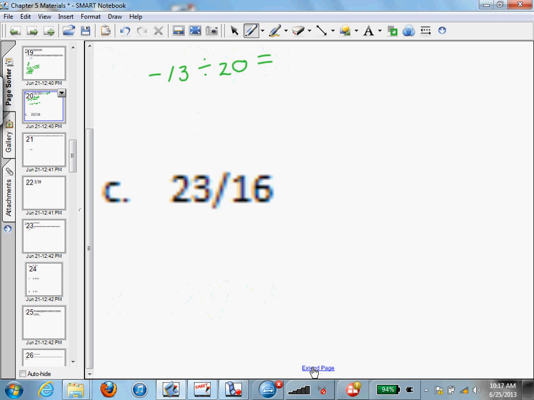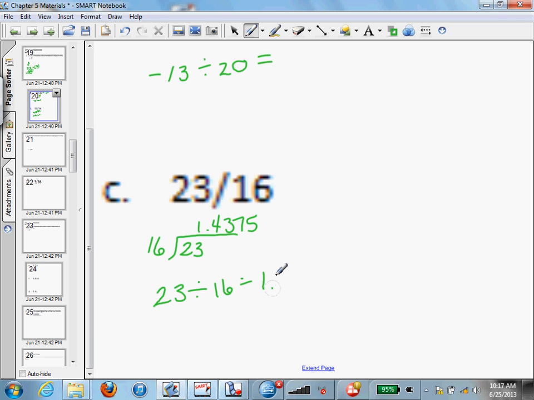And finally for part C, you can do the 23 divided by 16, and as you'll see here, instead of getting a 0 first, you're going to get a 1. And if you carry it all the way out using long division, you're going to get 1.4375. Or if you just type in your calculator 23 divided by 16, you're going to get the same thing, 1.4375.